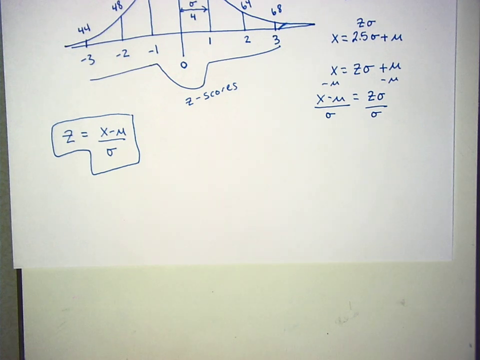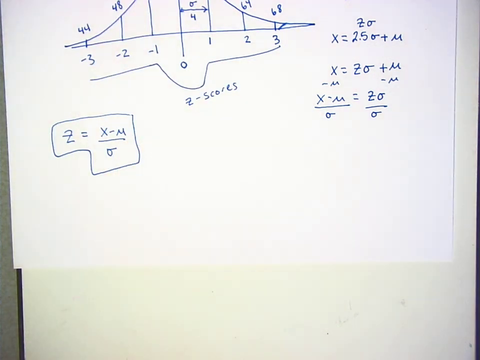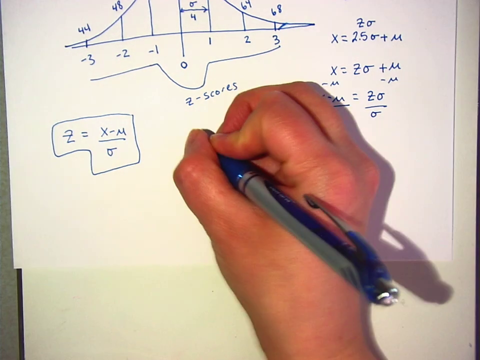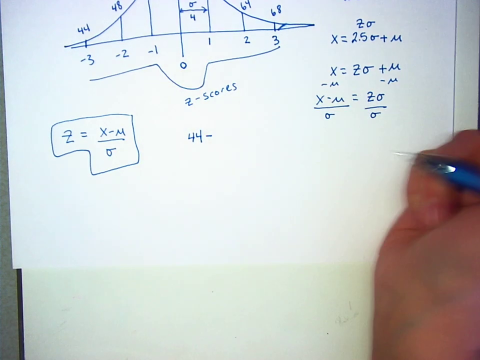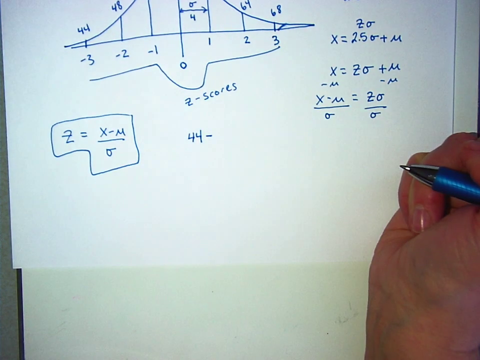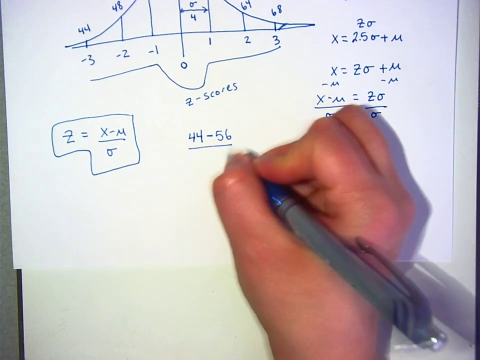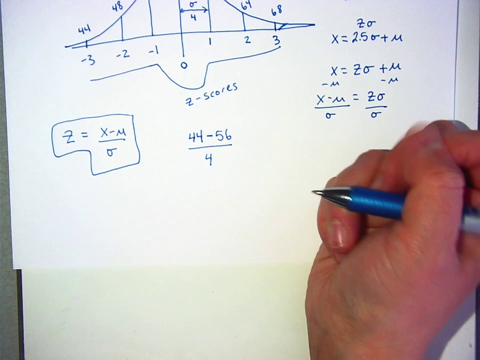Well, we already know what 44 is. Pick something that is not on this. I did that on purpose. I know you did. Okay, fine, we'll use 44. So if I'm using this formula, 44 minus 56, which is the mu, divided by 4, which is the standard deviation.